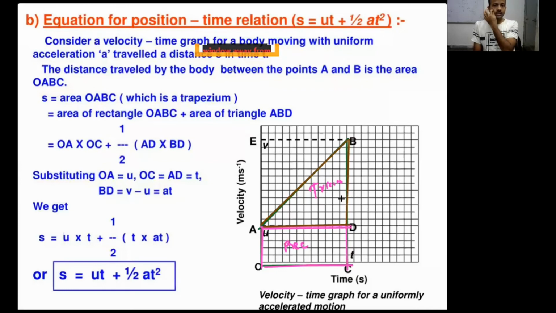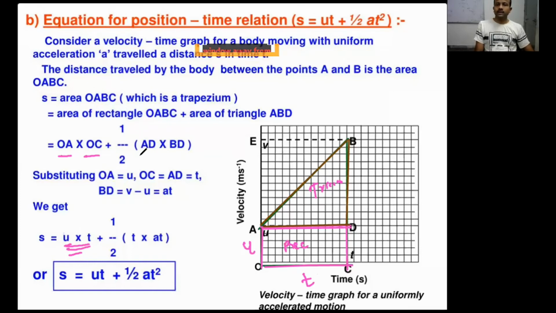Now you have to consider the area of the triangle. How will you get the area of the triangle? First, let us consider the pink color part as the area of the rectangle. How will you get the area of the rectangle? Length into breadth. Breadth is OA and length is OC, right? OA into OC will give you the area of the rectangle. Then OA will give you u, and OC will give you t. So from this we got here ut.